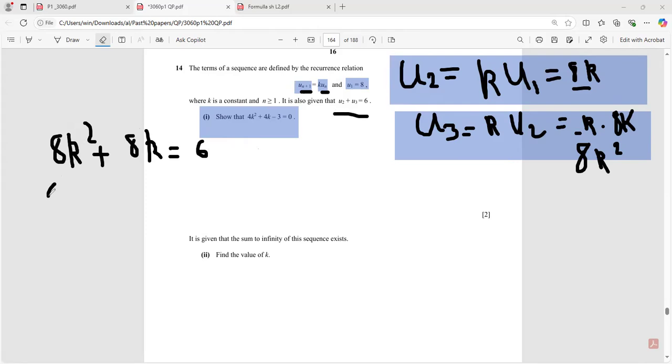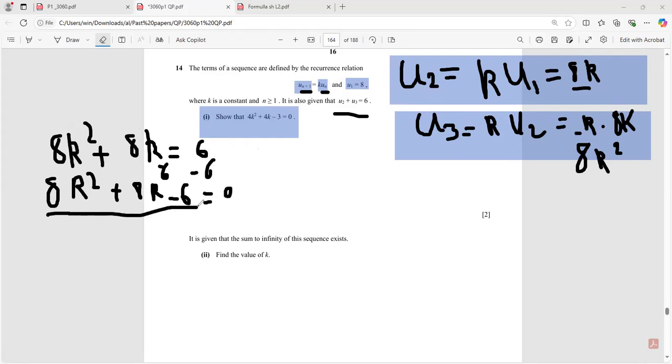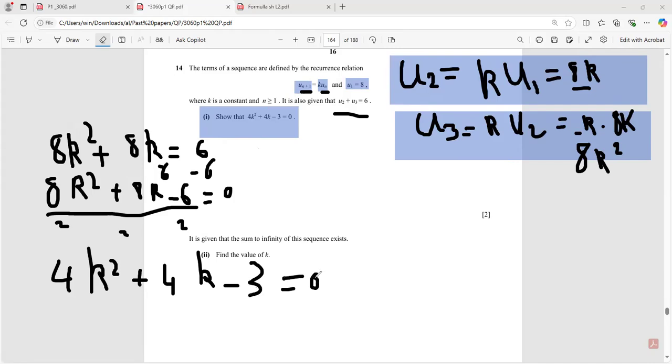is equal to 6 as he gave it to you. We take minus 6 on both sides, so 8k squared plus 8k minus 6 is equal to 0. And now we're going to divide the whole thing by 2, so it gives us 4k squared plus 4k minus 3 equal to 0, and we did it. So we already showed this.